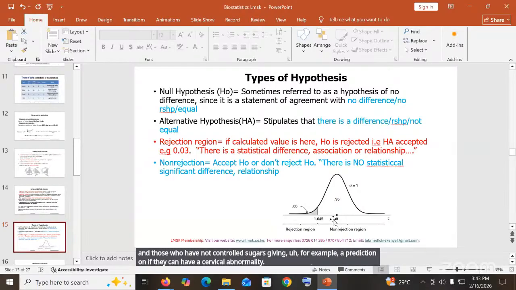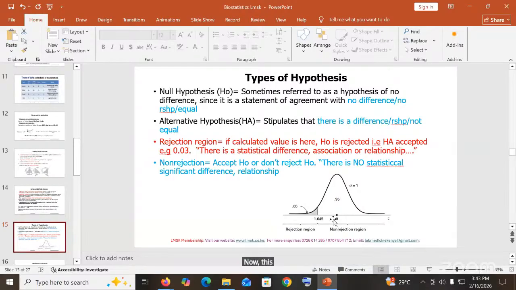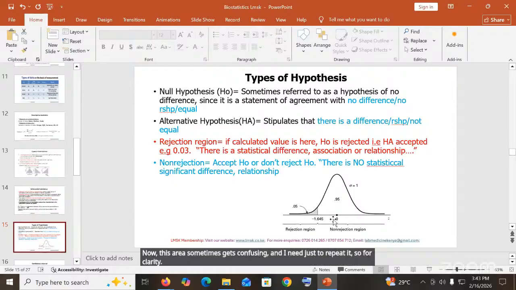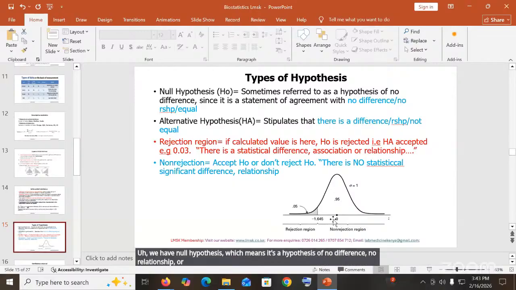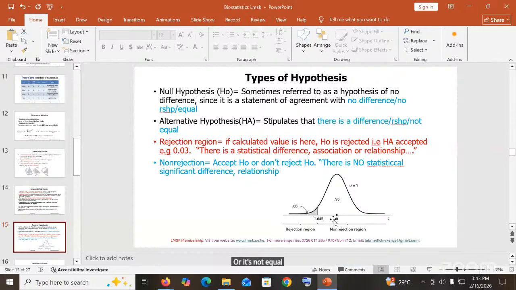Now, this area sometimes gets confusing, and I need just to repeat it. So for clarity, we have the null hypothesis, which means it's a hypothesis of no difference, no relationship, or equal. And we have the alternative hypothesis, which is the one that says that there is a difference, there is a relationship, or it's not equal. So that means there is a difference, a relationship, or not equal.